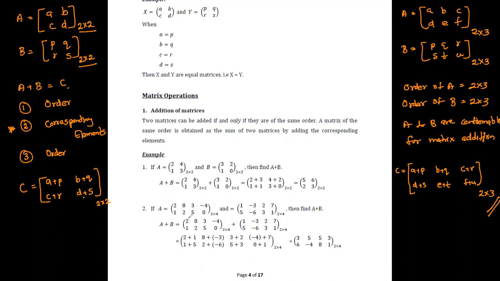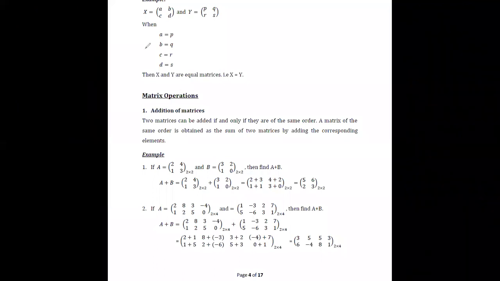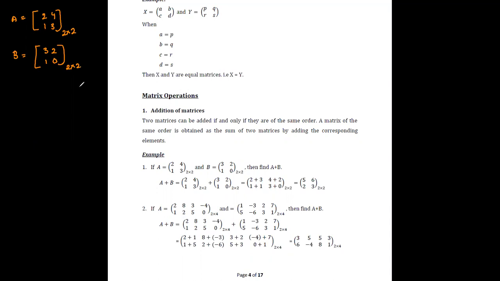And if you see the examples using numeric values, the first example for matrix addition is as follows. A is given as a 2 by 2 matrix having the elements 2, 4, 1 and 3. Matrix B is given as 3, 2, 1, 0, another 2 by 2 matrix. Now we are asked to find the value of A plus B.